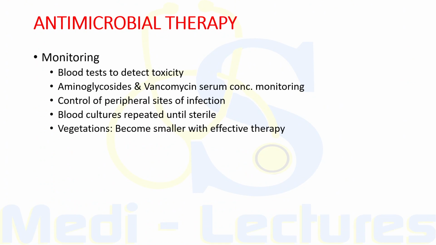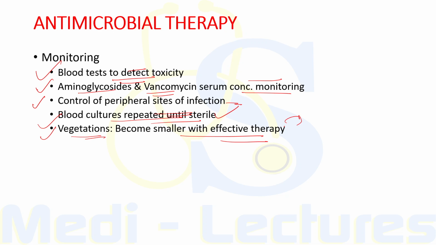Now, how do we monitor therapy? So, we have to do blood tests to detect the toxicity, which should be performed periodically. Especially aminoglycosides and vancomycin serum concentration monitoring is done for dose adjustments. We have to control the peripheral sites of infection promptly. Blood culture should be repeated until sterile. Vegetations usually become smaller with effective therapy, but this is not necessary.